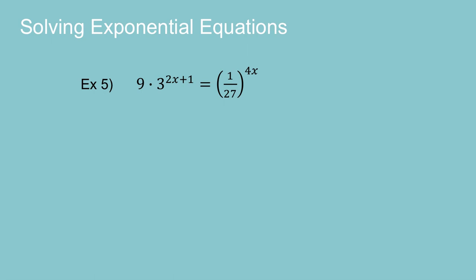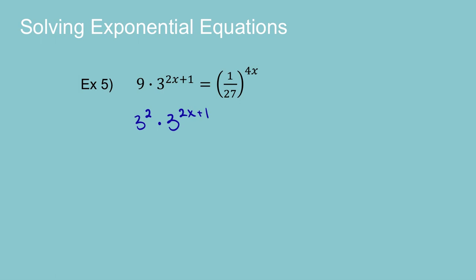Here's our final example, and as you can see, it's our most complicated one. I have variables as exponents on both sides of the equation. I also have multiple bases here that I have to work with. I hope it's clear that each of these is a power of 3. So my first step will be to rewrite each of them using a base of 3. So 9 will be 3 squared. The second one is already base 3, so I will just rewrite it.